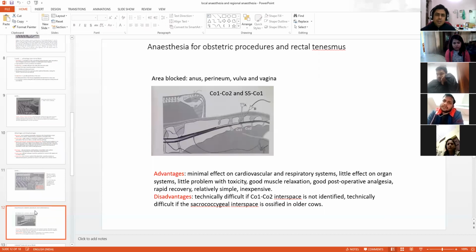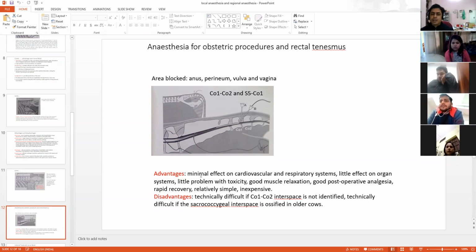Then only you are going to insert the needle in between Cox1 and Cox2, that is, coccygeal 1 and coccygeal 2. This is a type of posterior epidural anesthesia. When I discuss epidural anesthesia, there is anterior epidural and posterior epidural. So this is just like distal epidural anesthesia. For any obstetric procedure and rectal tenesmus, or any type of minor surgery like rectum and vagina, you insert the needle between coccygeal 1 and coccygeal 2 and deposit 5 to 10 ml of lignocaine there.